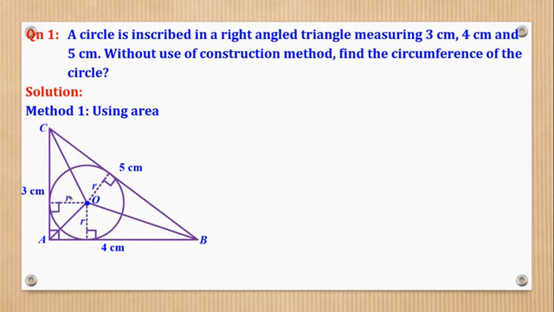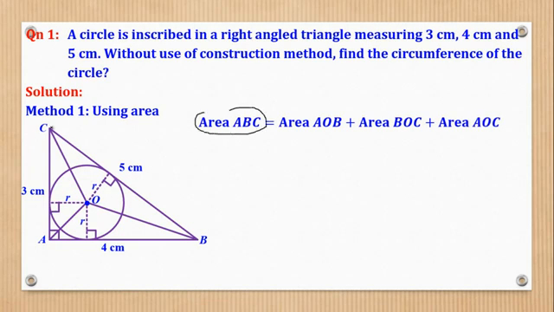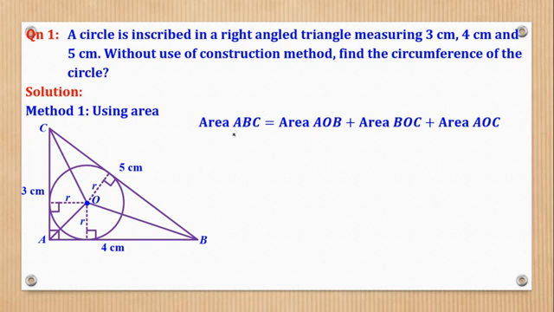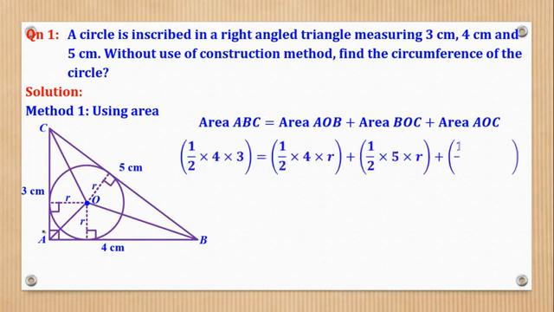Meaning I can easily get the radius of the circle by saying the area of the whole right-angled triangle is equal to the area of the 3 divided small triangles. So let's come and substitute. For the big triangle, this is the height, this is the base. So it gives you a half base height.